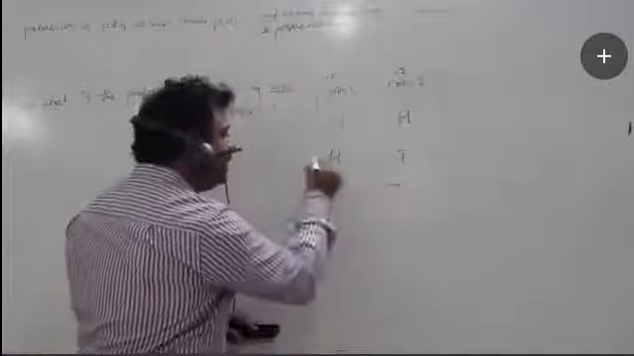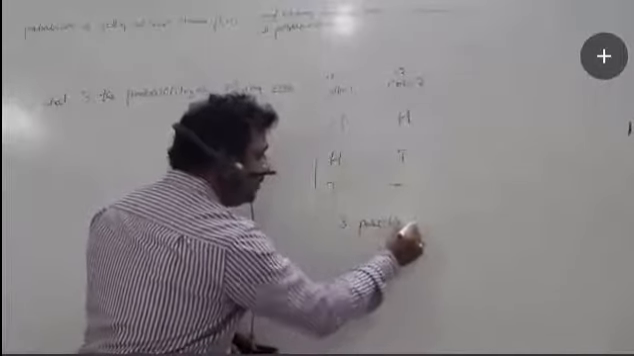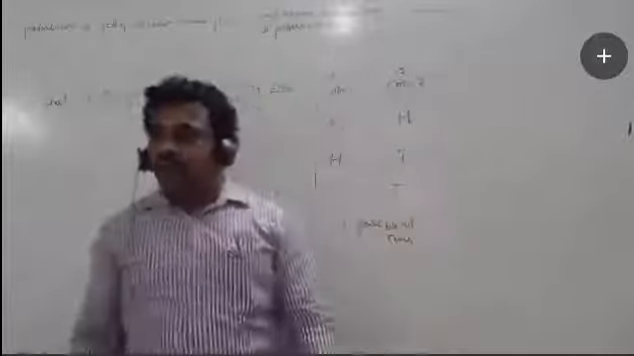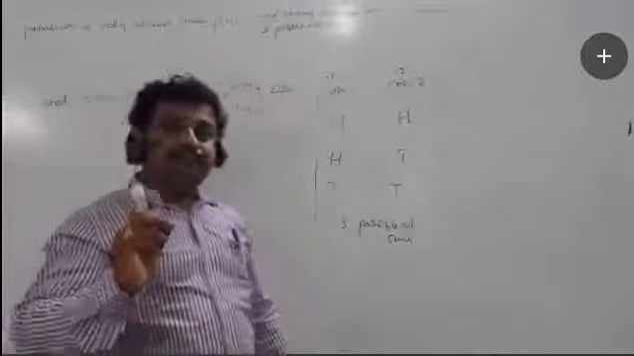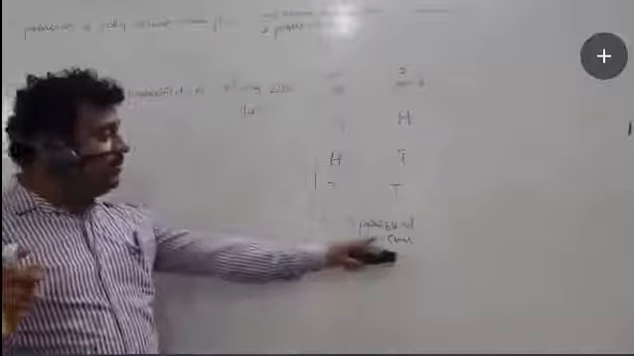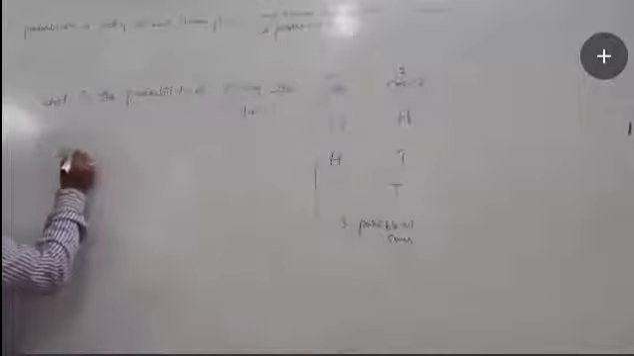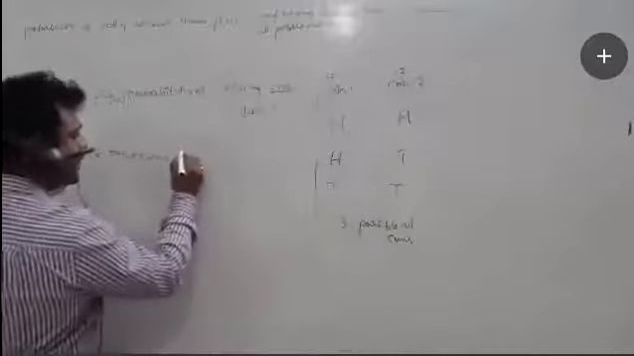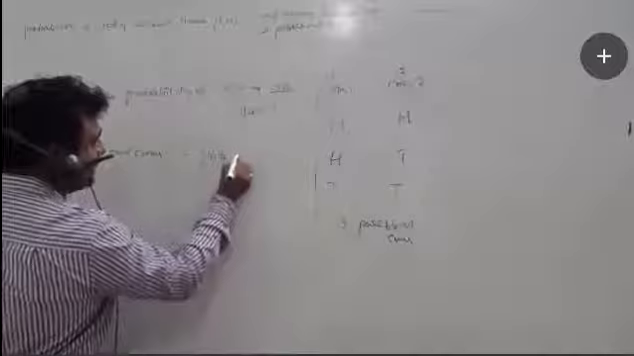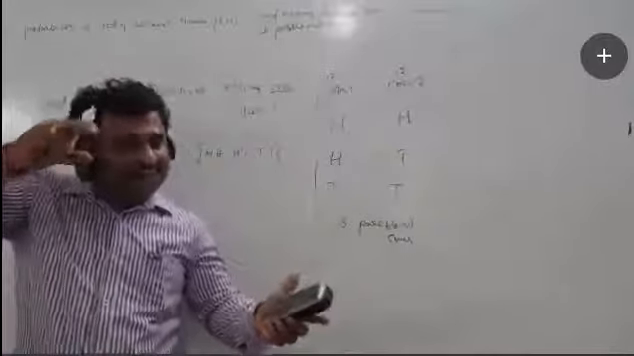So we have only three possible outcomes. Okay, students, if we toss two same coins, the possible outcomes are only three. Those are HH, HT, TT. These three are the possible outcomes when we toss same coins.